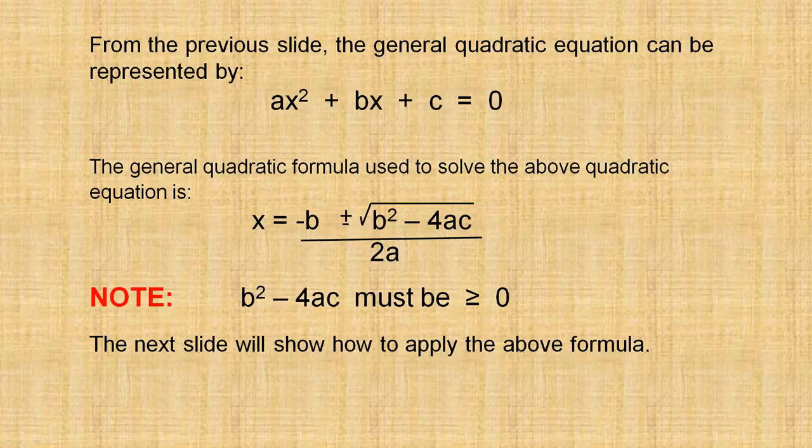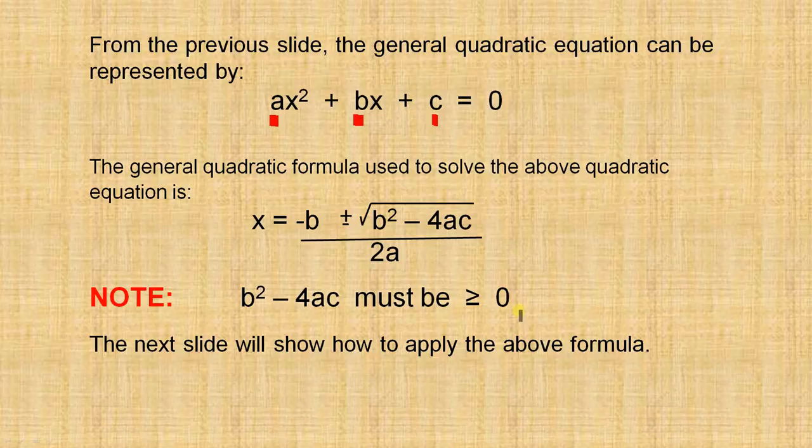From the previous slide, the general quadratic equation can be represented by ax squared plus bx plus c equals 0, where a, b, and c are integers or whole numbers. The general quadratic formula used to solve the above quadratic equation is x equals minus b plus or minus the square root of b squared minus 4ac, over 2a.